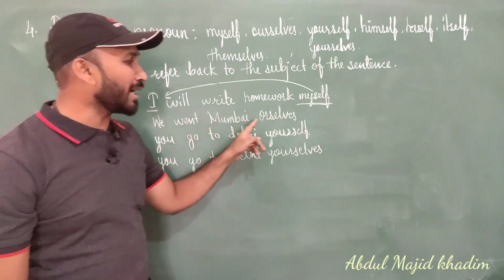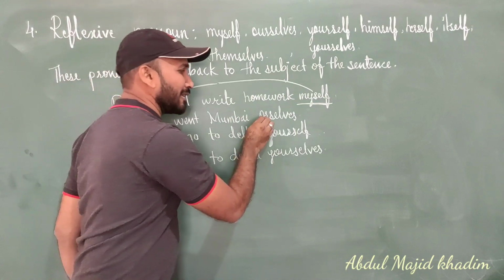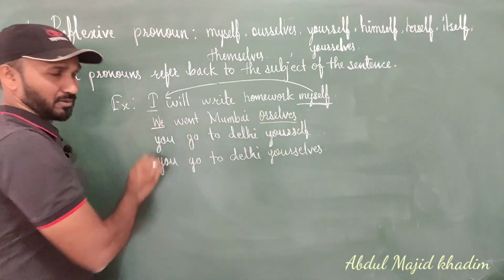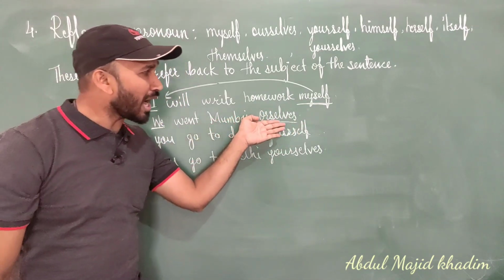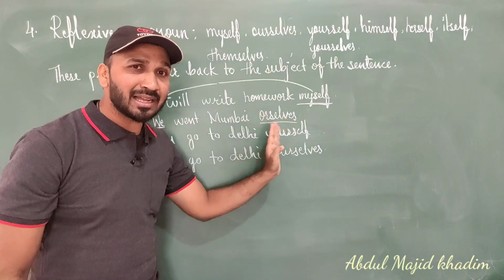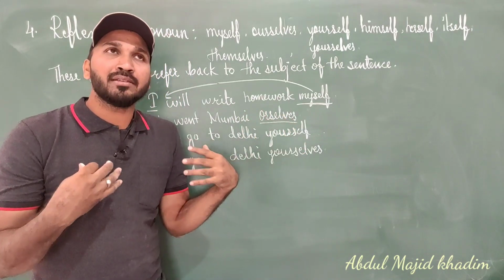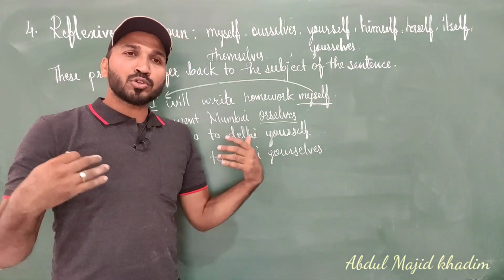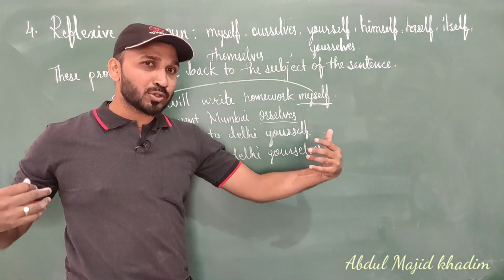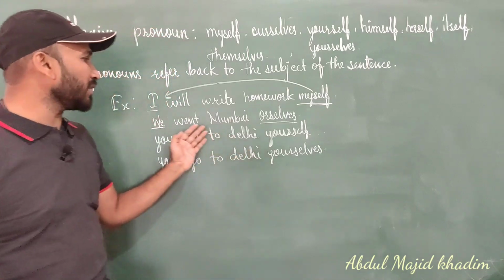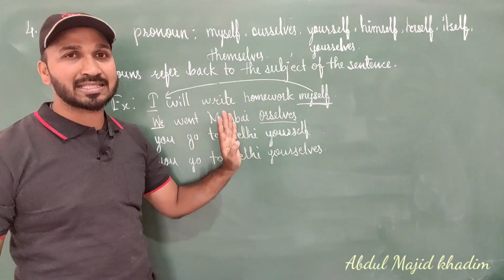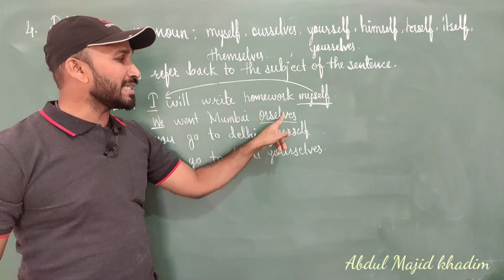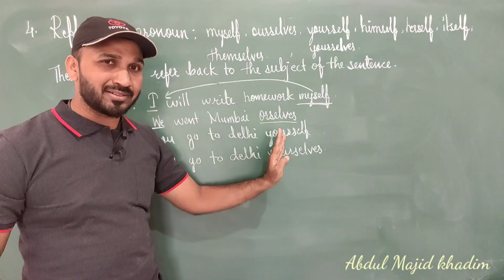Like, we went to Mumbai ourselves. Why is it selves? Because the subject is plural. We can't write ourself, because the plural of I is we. So many people are there, so at that time we use selves, V-E-S, not S-E-L-F; we can't use that one here.